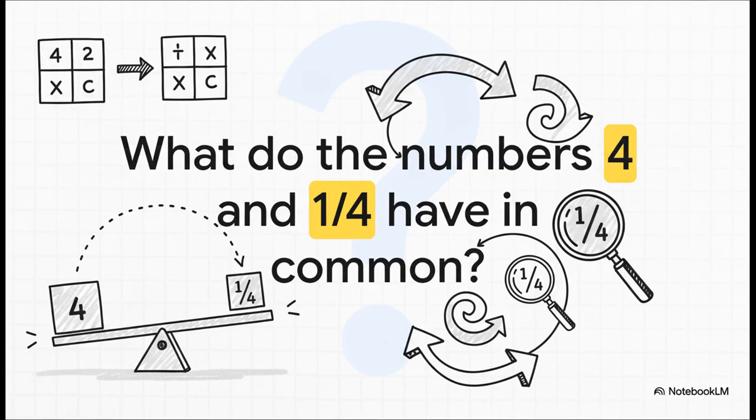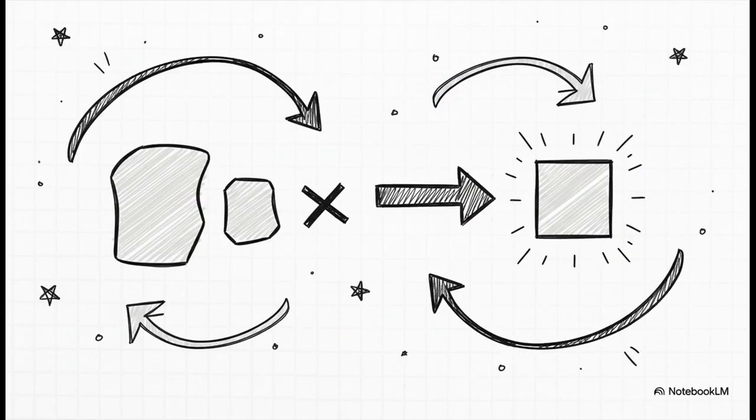Think about the numbers 4 and, say, 1/4. What's the deal with those two? Right? You multiply them together, and what do you get? You get 1. That's what we call the multiplicative identity. And because of that, they're multiplicative inverses of each other. It's a pretty simple idea, right? One number basically just cancels out the other through multiplication.